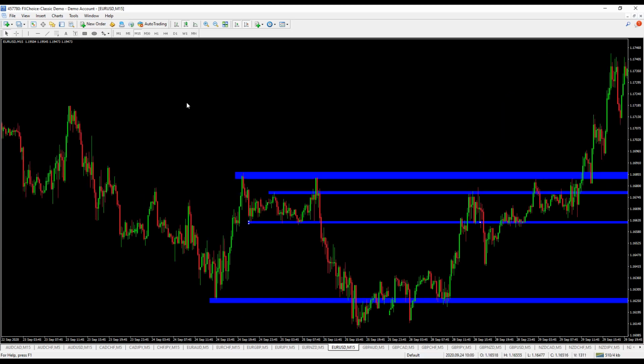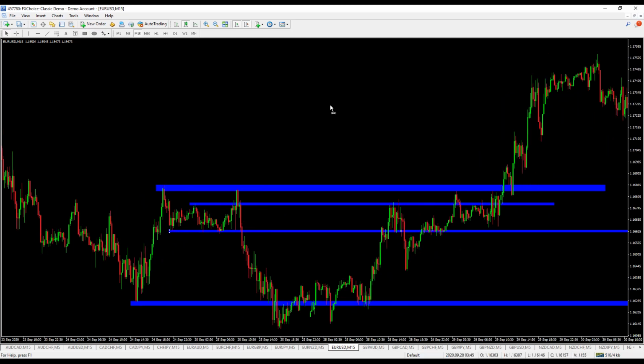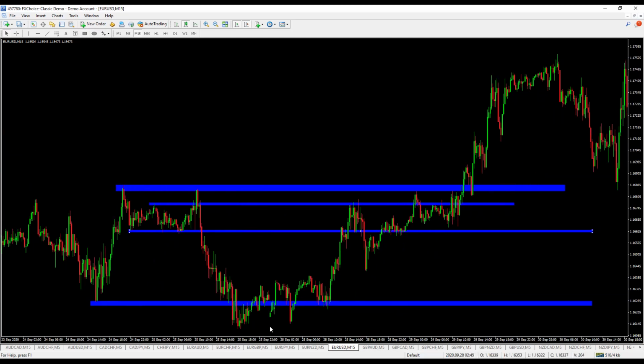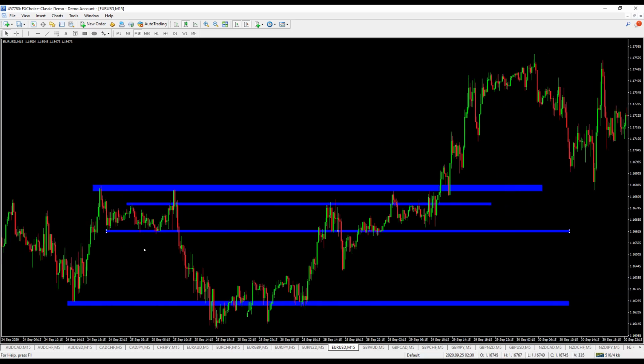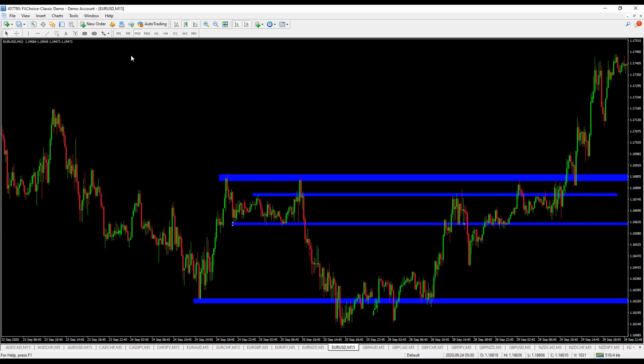Now, breakout trading. What you want to do basically is look for where price is being retested over and over and over. For example, if we look, check this out. Price went here, so this is pretty much a nice reversal.